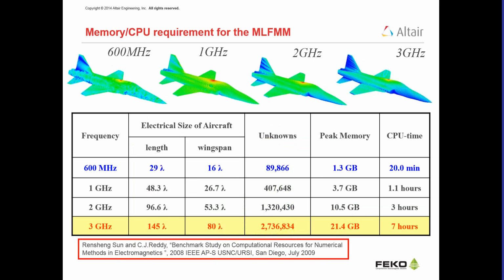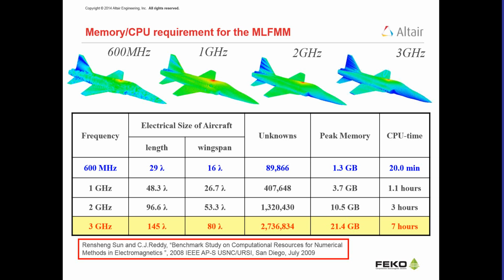So now, using the same computer, we can go all the way to 3 gigahertz with a 145 wavelength long aircraft and 80 wavelength wingspan, 2.7 million unknowns. It only took 21 gigabytes of memory and 7 hours of time.